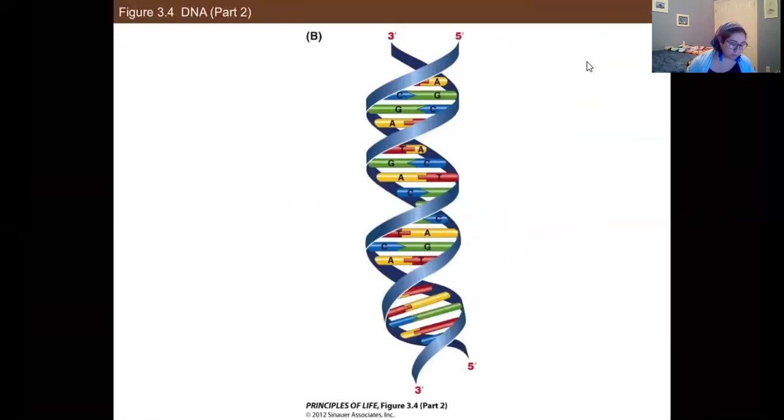So this is a picture hopefully you guys are familiar with. This is the anti-parallel strands where you have your C and your G, your A and T together of the DNA molecule. We are going to go into a lot more details about the structure of DNA, but not until January. For now, your knowledge of nucleic acids as macromolecules is sufficient for Unit 1.